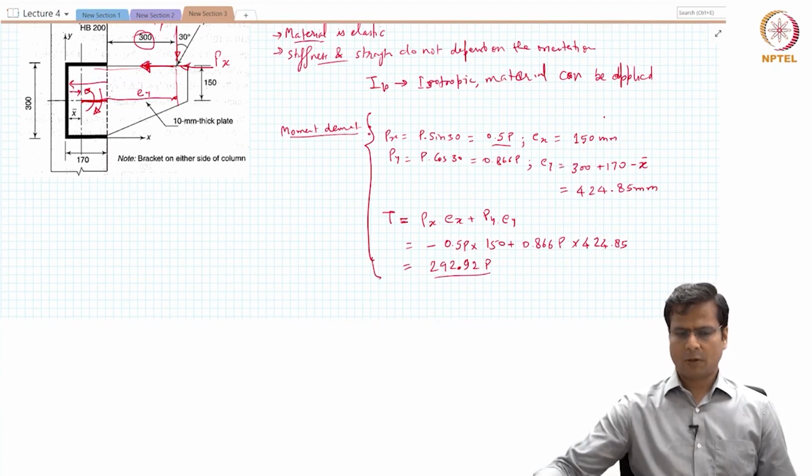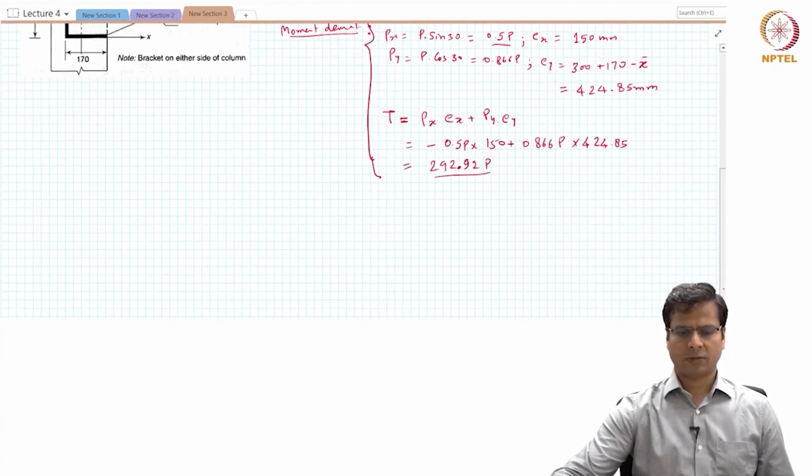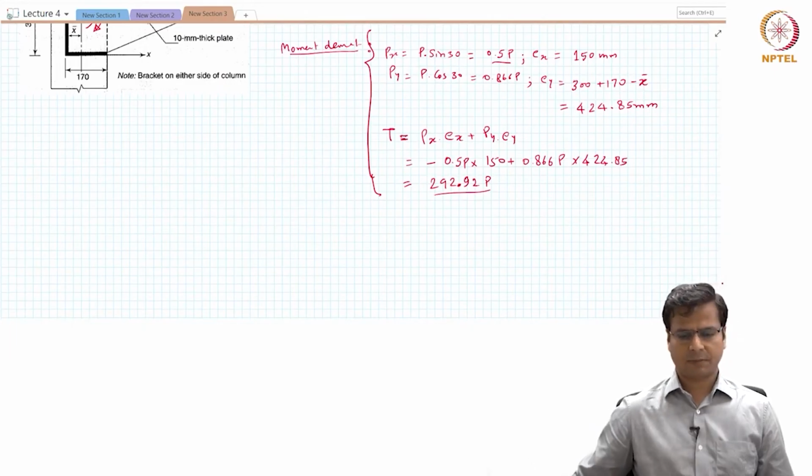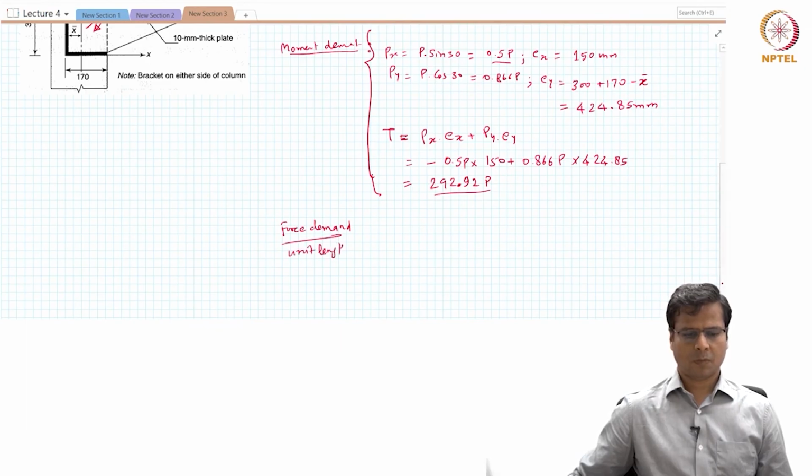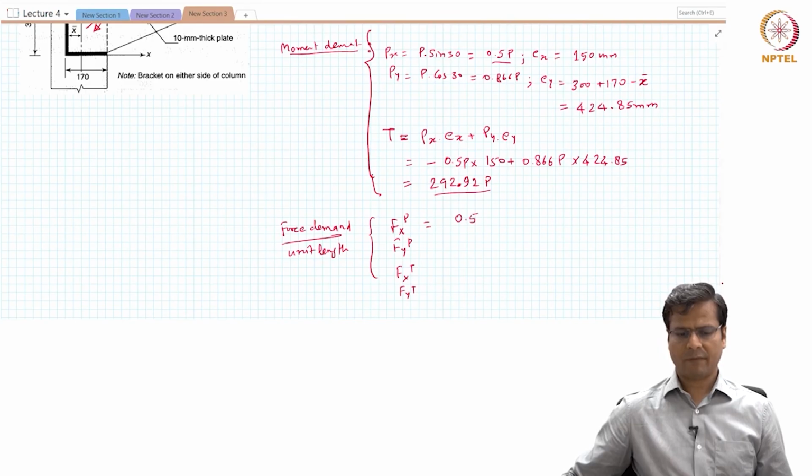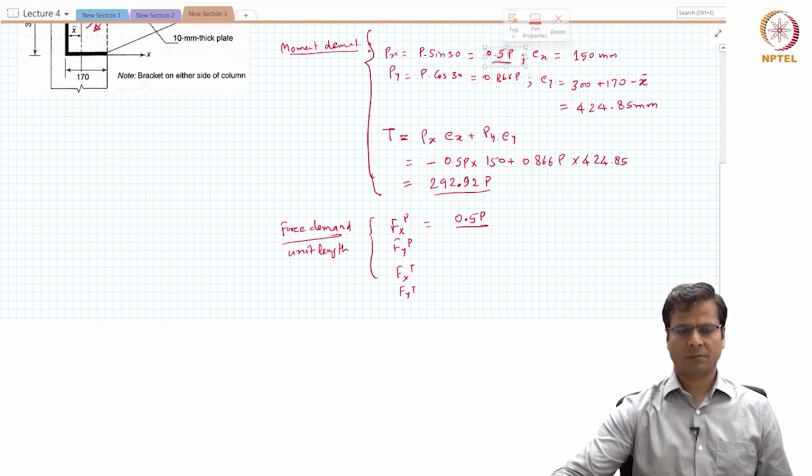Okay. Now we can take the next step and calculate the actual stresses or actual forces in each segment. So force demand over a unit length. So first we can calculate the Fx because of the applied force directly and Fy because of the applied force directly. Then we can calculate Fx because of the twisting moment and Fy because of the twisting moment. So Fx because of the applied force directly will be very simple. We will have Fx, which is total force is 0.5 P, isn't it? That is 0.5 P is marked here.